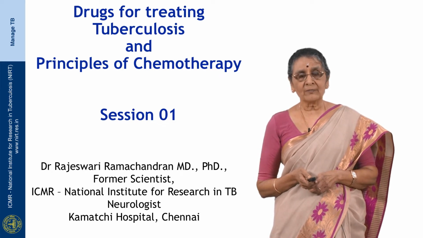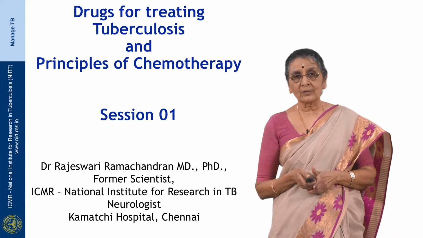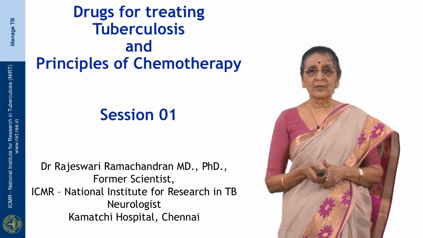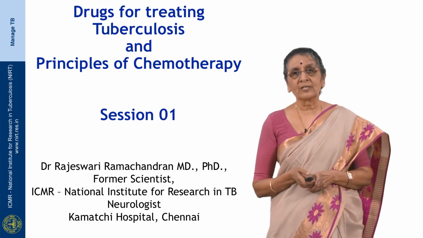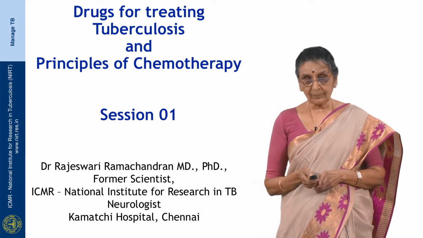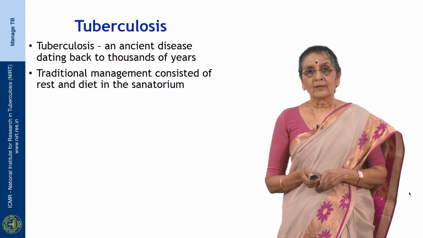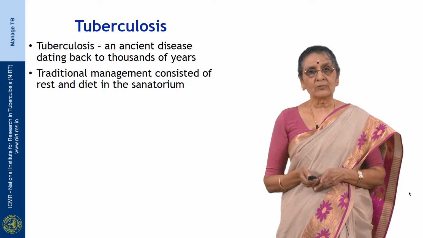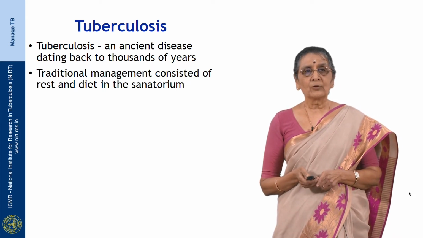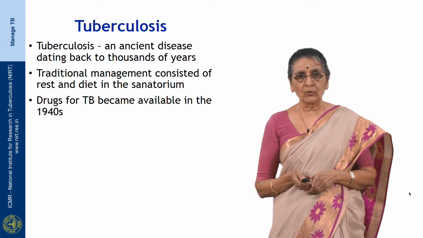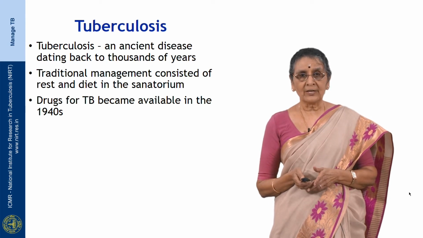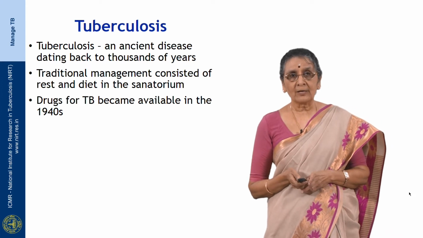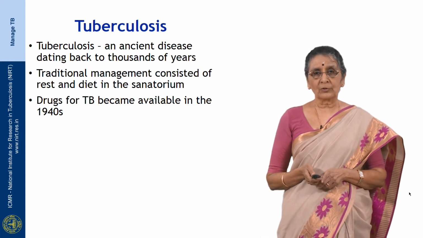So, today's session, in the first half we look into the drugs that are available for treating TB, and in the second half we look into the principles of chemotherapy that govern the management. As you are aware, tuberculosis is an ancient disease dating back thousands of years, and the usual management prior to 1940 would be to give adequate rest, especially sanatorium line of management, and give proper diet to improve the immunity of the host.